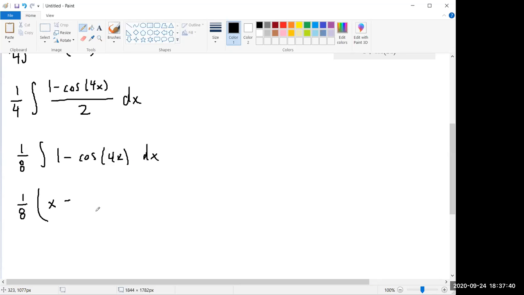Would it be negative sine 4x times 1 over 4? Yes. Negative 1 over 4 sine 4x. Like this, right? Yeah. Okay, there you go. So that's your answer. Okay, so we were able to do this problem.